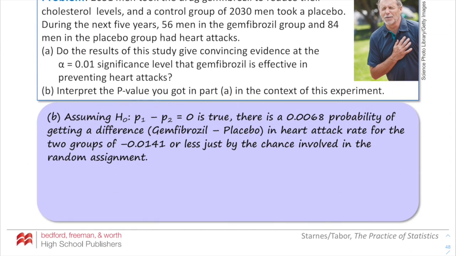So interpreting that p-value, assuming that the null is true, there is not a difference. There is a 0.0068 probability of getting a difference, drug minus placebo, in heart attack rate for the two groups of negative 0.141 or less just by the chance involved in the random assignment. This negative value is the difference of their statistics.